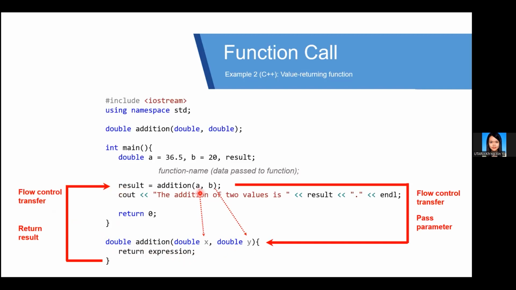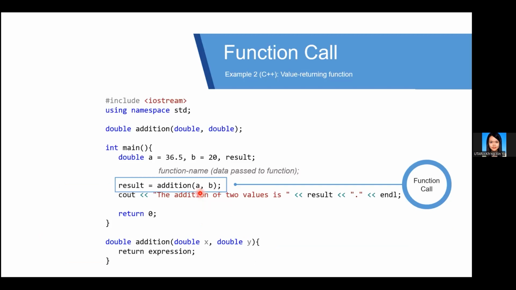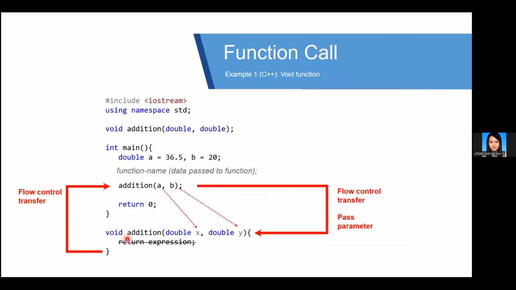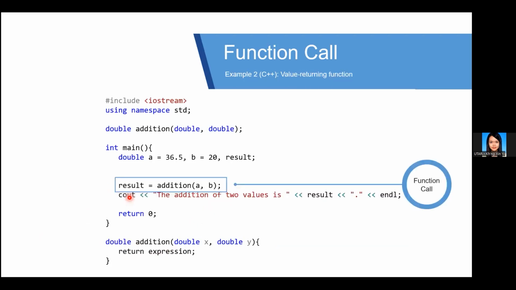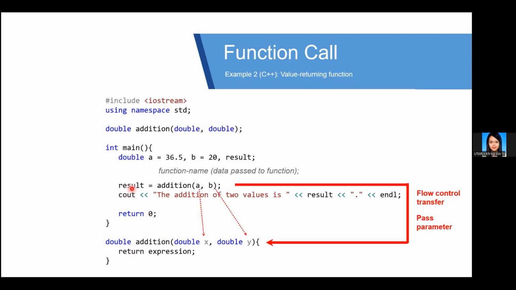So that's why if you have a void function, we don't need to include any return statement because it won't return anything. But if, let's say, you have a value returning function, you are going to return a value back to the function caller in the main function, so you have to include this return statement.